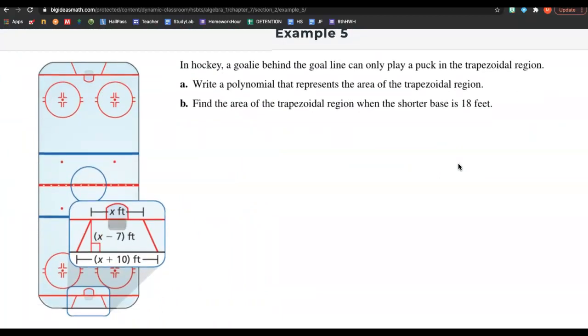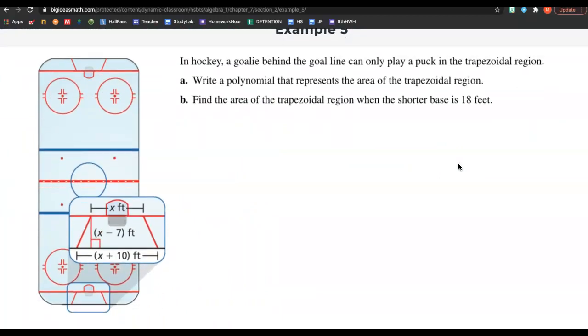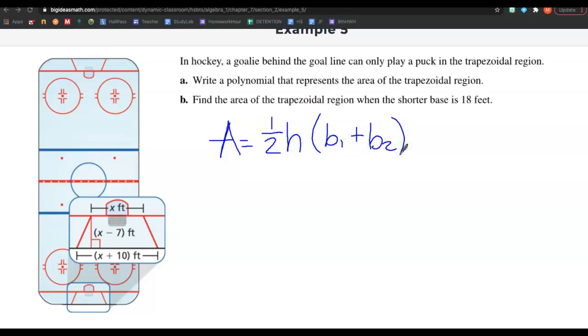in hockey, a goalie behind the goal line can only play a puck in the trapezoid region. Write a polynomial that represents the area of the trapezoid region. Does anybody remember the formula for an area of a trapezoid? 1/2 of height times base 1 plus base 2. I want to double check. Area. Yes, that's it.